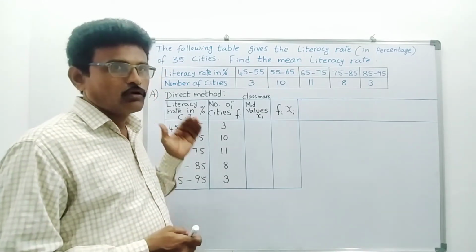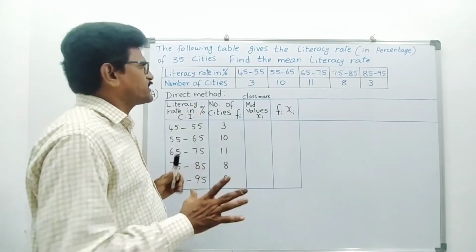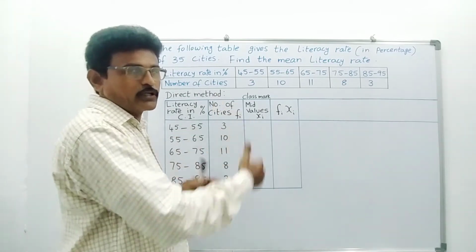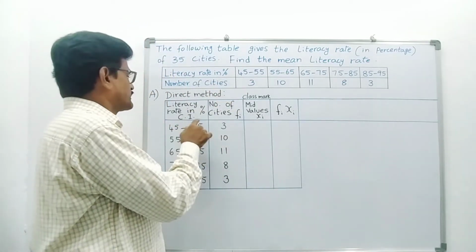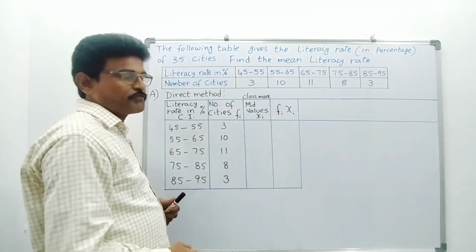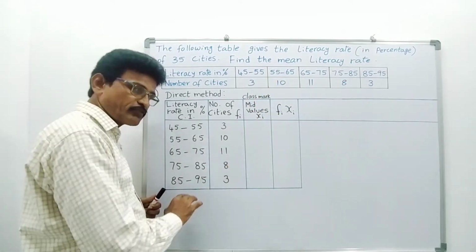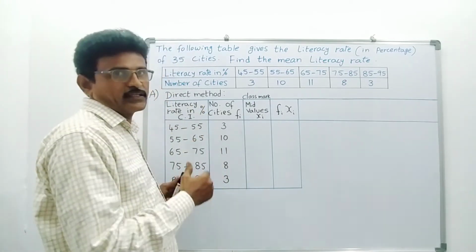Now we have to find the mean literacy rate. So first I am solving this problem in direct method. The given horizontal row, you write as a vertical column. First one is literacy rate in percentage. That is called class interval: 45 to 55, 55 to 65, 65 to 75, 75 to 85, 85 to 95. That column, as it is, you write here.